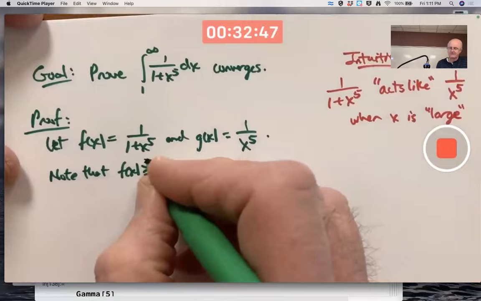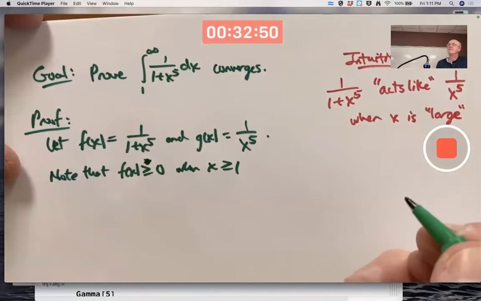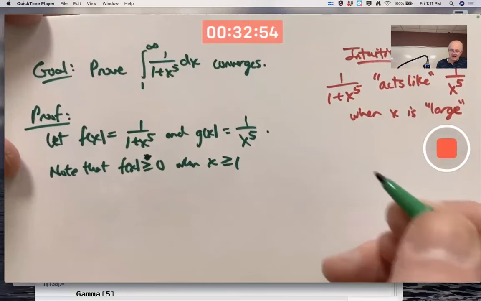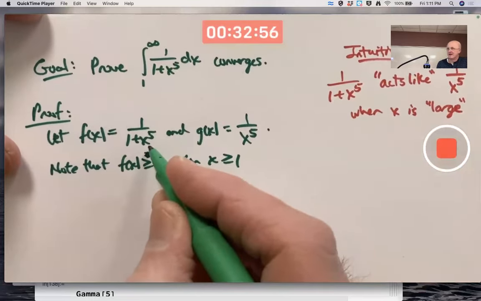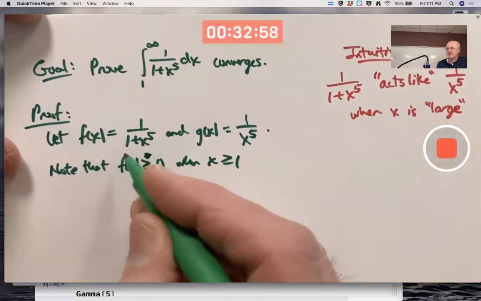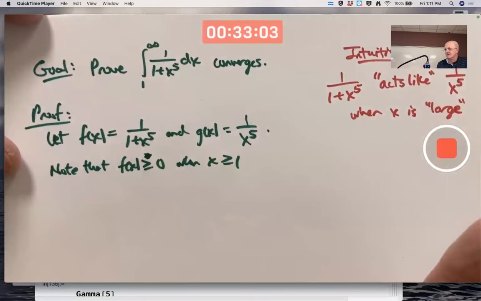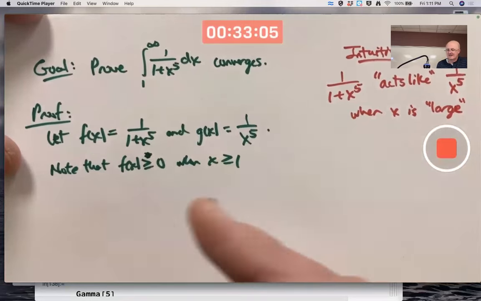It's not a big deal. That's pretty clear, right? I got a positive number. I plug it into x to the 5th. It's still positive. I add 1 to it. It's still positive. I take 1 divided by a positive number. It's still positive. It's very clear, but it does need to be mentioned.